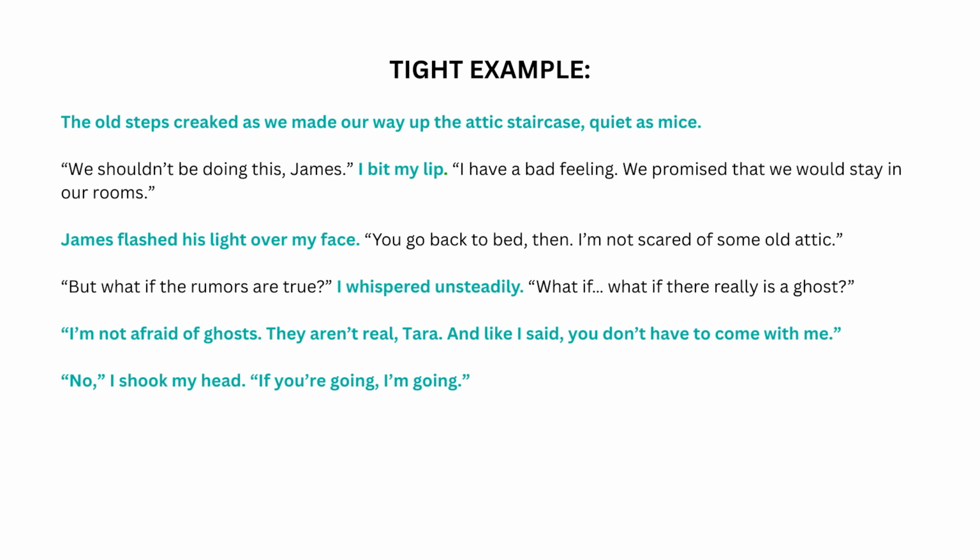"James flashed his light over my face. You go back to bed then. I'm not scared of some old attic. But what if the rumors are true?" I whispered unsteadily. We were able to easily replace "I swallowed hard, still frozen where I was, my fingers clutched around the railing, and then I whispered, my voice uneven," because we already understand her nervousness. She's faltering. She doesn't really want to go on this spooky adventure in the middle of the night up into the attic. We get that already without all those words. And it keeps the pace faster.